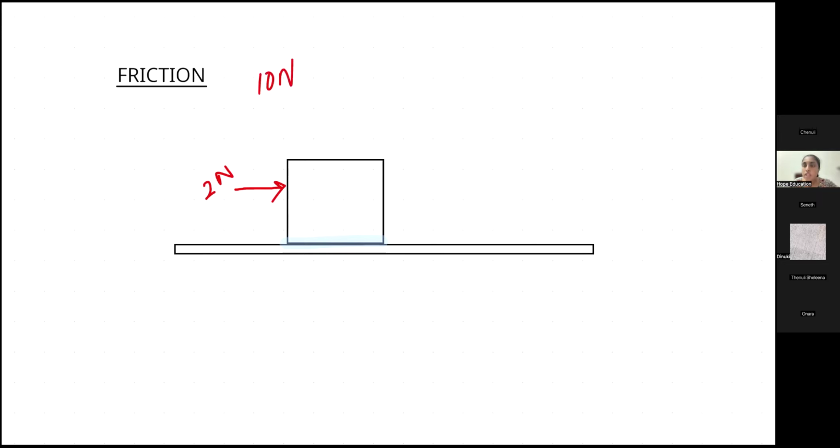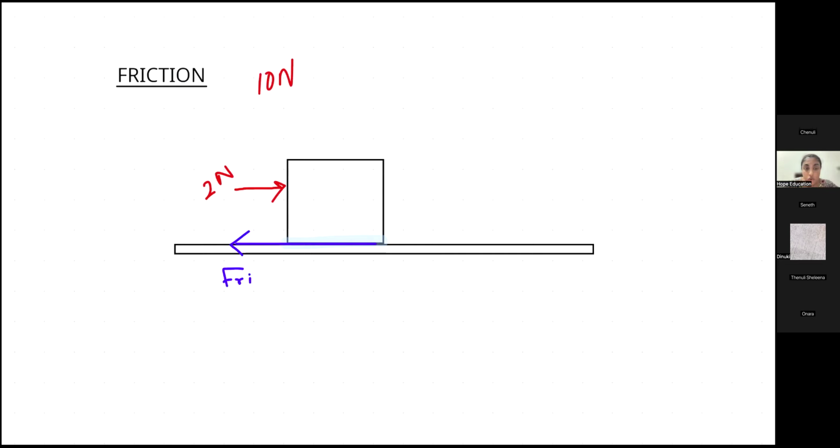So initially I only give 2 Newton force. Now the box is in contact with the table, no? The table understands that I am trying to move it. The table does not like this motion now. What does the table do? It gives a force like this in the direction opposite to this motion.